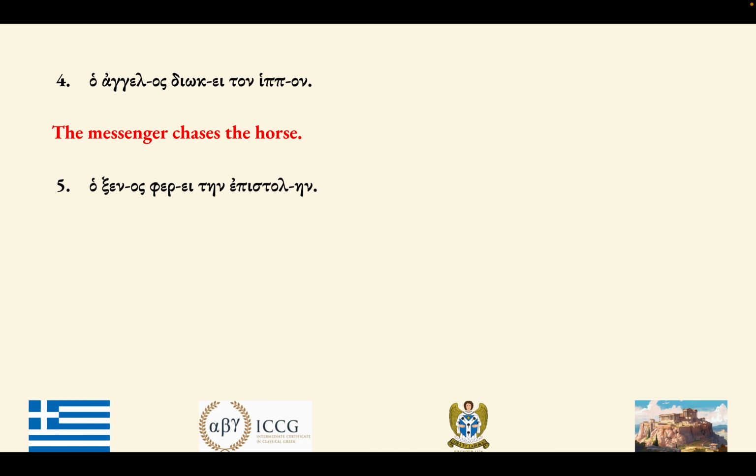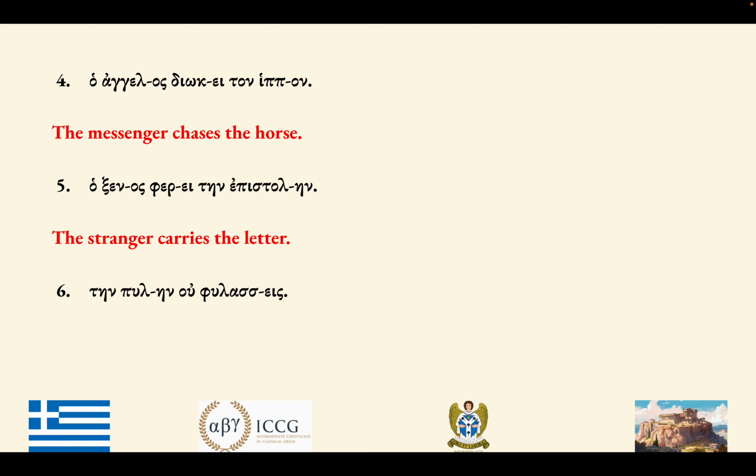Number 5, ho xenos fere ten epistolen. The stranger carries the letter. Number 6, ten poulen ou foulases. Now you have to be careful here because the first 2 words, ten poulen, mean the gate, but they are in the accusative case. So they are the object, which means that you have to find the subject somewhere else.